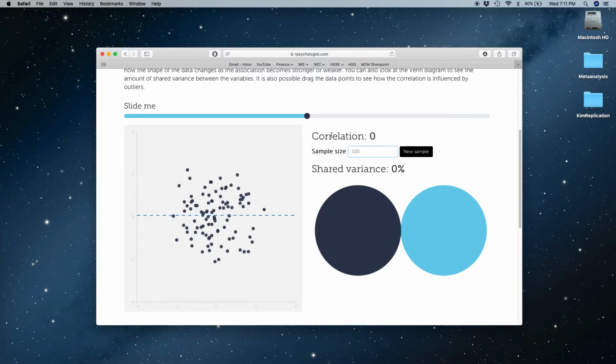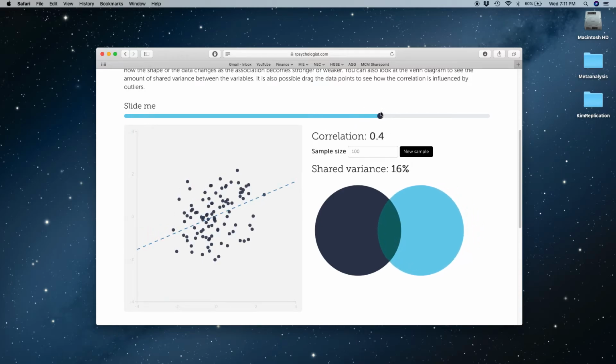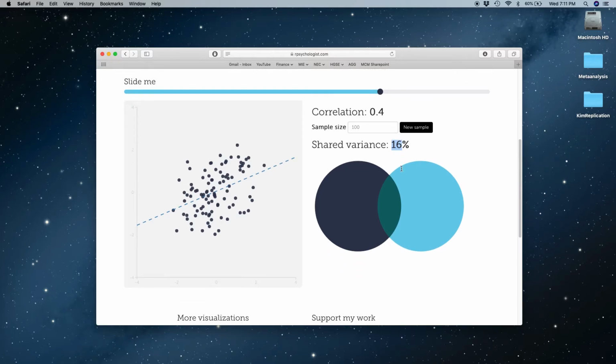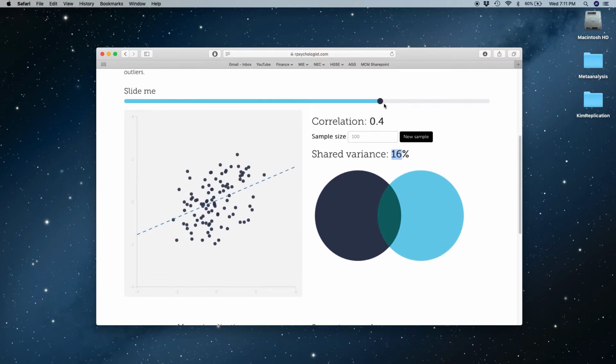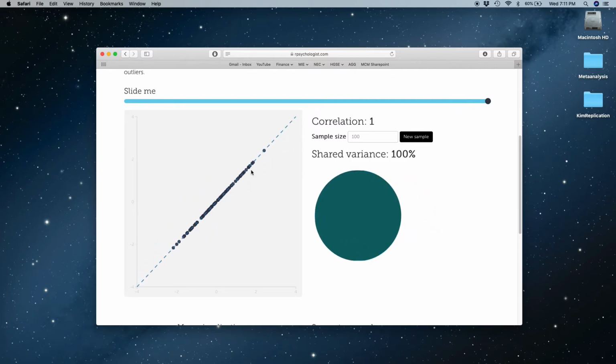You can change the sample size. You can get this over here, which would be the R square, the proportion of variance in the outcome that's predicted by the independent variable. And then you can drag the slider to see how the scatter plot would change when you have different correlations. So there's a correlation of 0.4. We see that's an R square of 16. And we could go all the way up to 1, and we have perfect prediction.